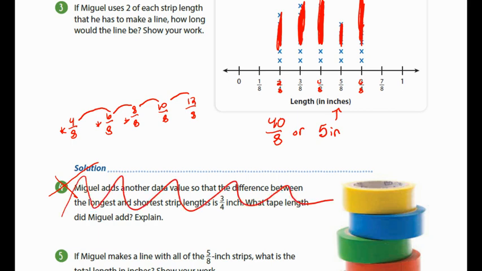We skipped number 4. So number 5 says, if Miguel makes a line with all the 5/8 inch strips, what is the total length? Well, here's our 5/8 right here. So we are going to take 5/8, multiply it by 2 over 1, and get 10 over 8, or what is that? 1 2/8, or 1 1/4. All of those would be our answers.